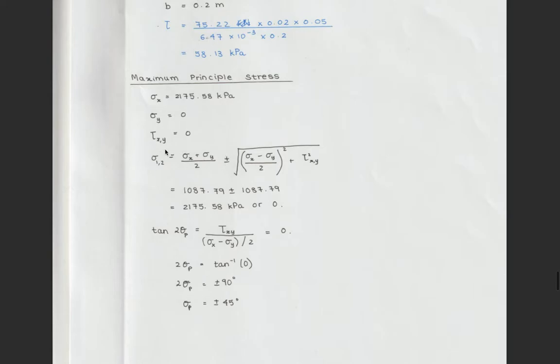I've just copied this from our lectures. I plug in the values and I get the maximum principal stress to be 2175.58 kilopascals. And to find the failure plane, I've just used this formula here, which I've again taken from the lectures, and that works out to be plus or minus 45 degrees.